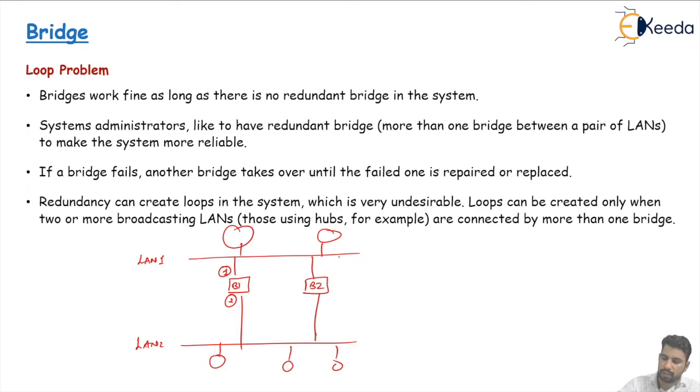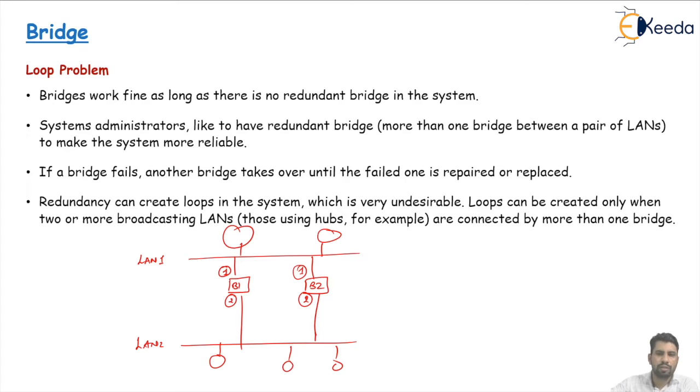For example, between the same LAN 1 and LAN 2, we added one more bridge, bridge number 2. But if a bridge is added once more, this redundant bridge creates a problem in the system. What is the problem? It creates a loop in the system, which is very undesirable, because loops can be created only when two or more broadcasting LANs are connected by more than one bridge. How this problem occurs and what the main solution is, let's discuss.